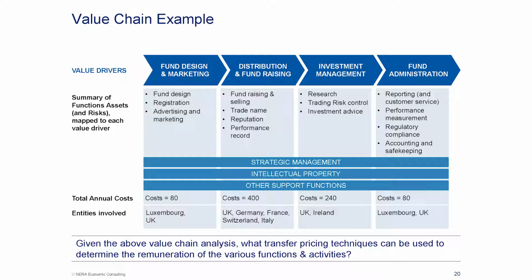We'll typically start, as pointed out earlier, with your value chain analysis. So in this particular case, you have fund design and marketing, you have distribution and fundraising, you've got investment management and fund administration. All the full details of the value chain analysis, I won't go through it, it is on slide 20. So then you have your functions, assets and risk, and each of these value drivers has specific functions, assets and risk allocated to that. And then you can identify what is the potential cost. Now, as mentioned, in this particular case, I'm going to show you how to apply a profit split method across the entire value chain. So this is the asset management value chain.